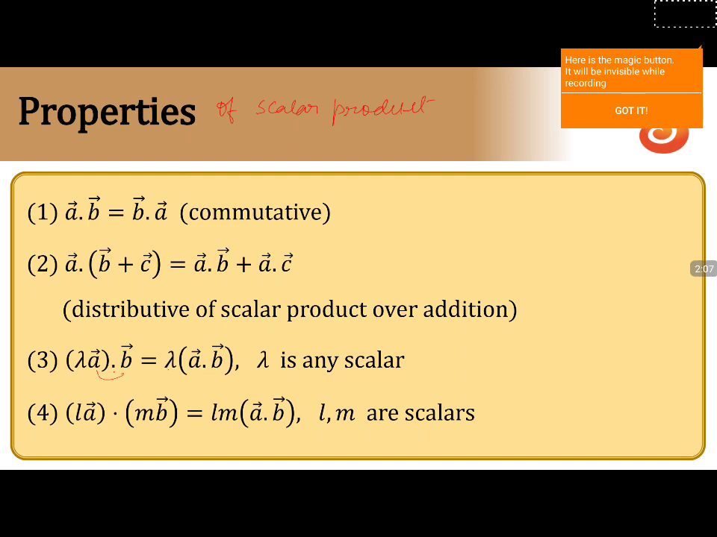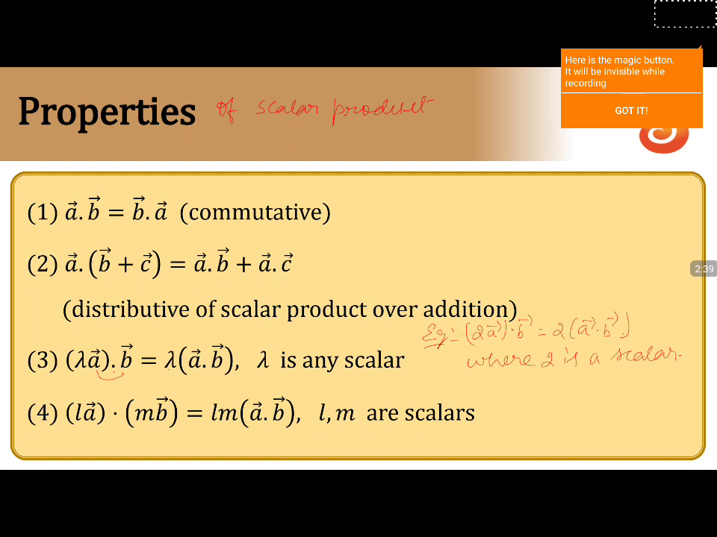Now here I'll show one small example. In the place of lambda, I will take 2. This can be written as 2A dot B is nothing but 2 into (A dot B). Here 2 is a scalar because 2 is nothing but a real number. It makes no difference.